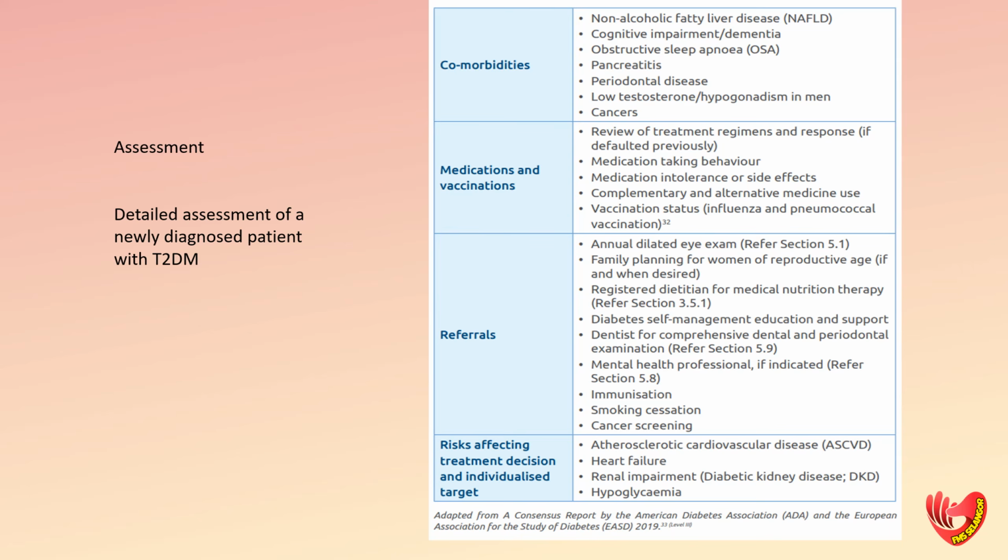Patients should be referred for annual fundus camera assessment, family planning for women, diabetes nurse for education support and to check their foot, dietitian, and quit smoking clinic if the patient is a smoker. The physical examination should be thorough for a newly diagnosed patient with type 2 diabetes mellitus. Please look at BMI, waist circumference, and for adolescents, the pubertal development. Cardiovascular system, eye, feet, and peripheral nerves should be checked.